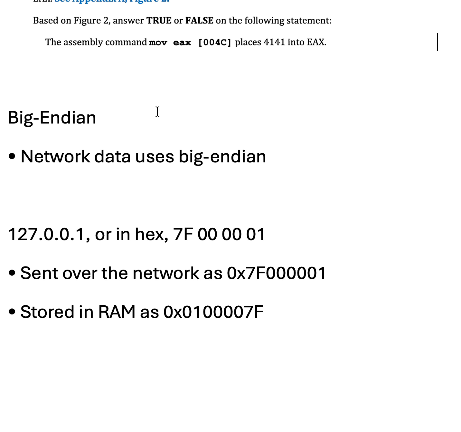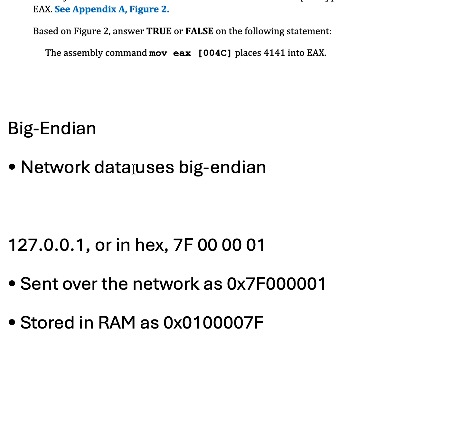Network data uses big endian. In other words, this IP address of 127.0.0.1 in hex is 7F, which refers to 127, and then 000001 refers to 0.0.1. This is in hexadecimal, which is base 16, and IP addresses are represented in binary, which is base 2.